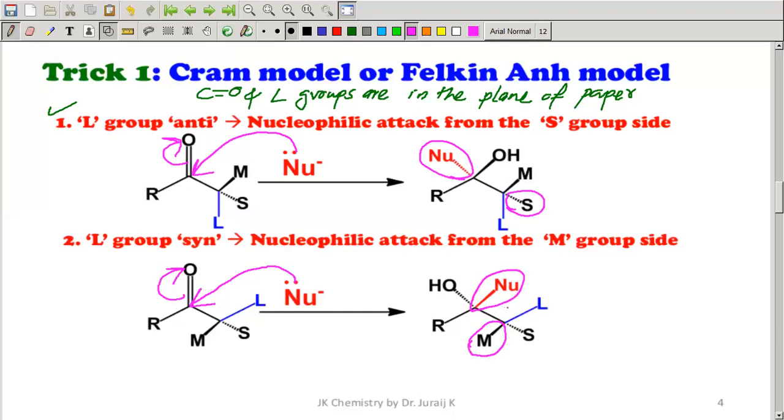So got it? First, if the large group is anti with the carbonyl functional group, nucleophile attack takes place from the small group side. If the large group is syn with the carbonyl group, nucleophilic attack takes place from the side of the medium group. Okay, these are the 2 points.